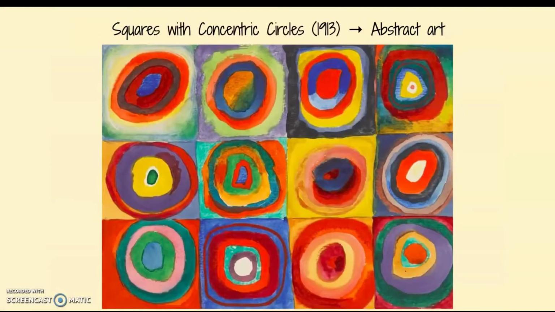Okay, this final piece was done in 1913. It's called Squares with Concentric Circles. Which elements of art do you observe here? I'm seeing line and color. This is the artwork that we will be working with today.